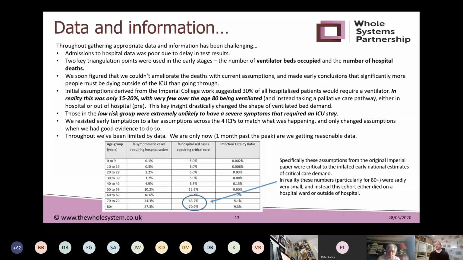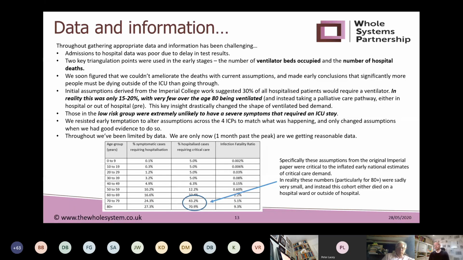What we realised was that not all patients who were being admitted were going to be suitable for ICU. And what we latterly realised is that those generally over the age of 80 were not suitable for being ventilated, and there was a palliative pathway within the hospital. But within the original assumptions in the Imperial paper, you can see that the percent of hospitalised cases requiring critical care was around 70% for the over 80s, and that in reality was just not the case. We're talking maybe 3 or 4% of those over 80 hospitalised cases going through critical care. And so that was one key area that we recognised was causing this inflated number of ventilator beds.